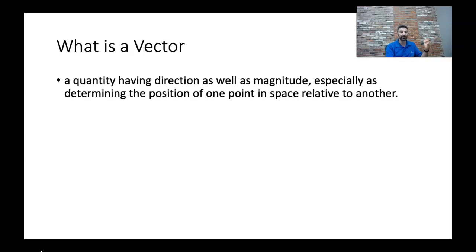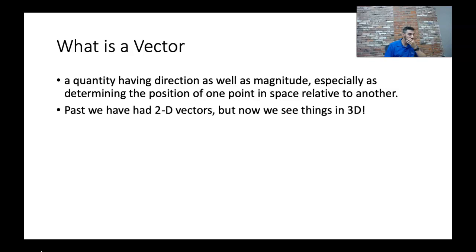So a vector is just that. It's a quantity that has direction, it has a magnitude, and it is very good at determining the position of something relative to one another. That's the big part that we're going to talk about today, right? The vector is an arrow that points to a specific place in space. Again, we've talked about 2D vectors.